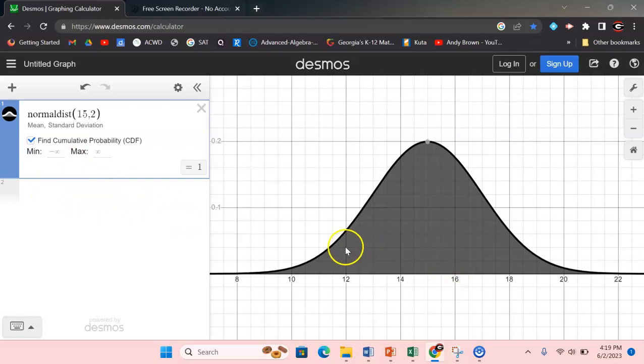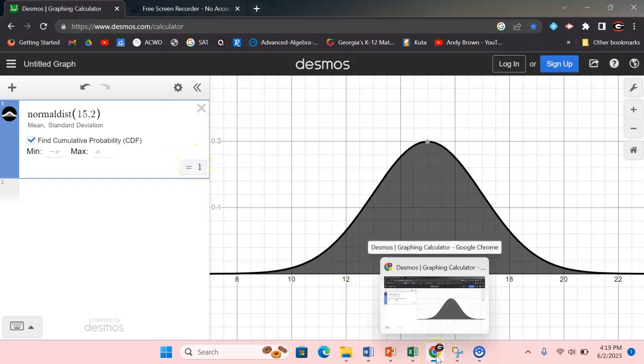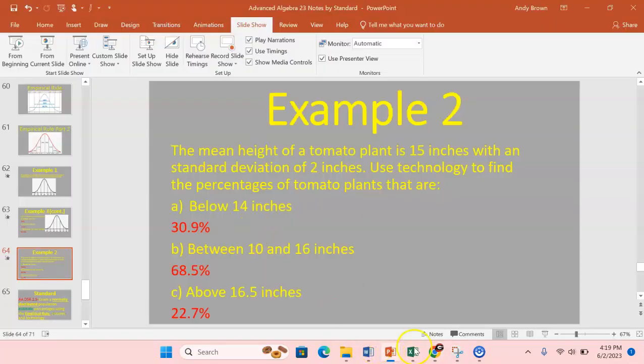Now, mine was already pulled up. Sometimes it'll be this little hourglass. You can click on it to get a good look at the picture. But notice that it gives you a max and a min, and it starts with every possibility. Everything under the curve would be 1 or 100%. It does give probabilities here. We want to know, if you'll remember, below 14.